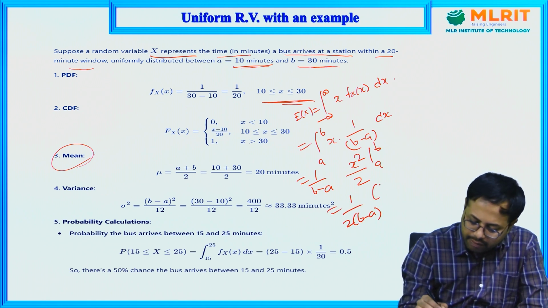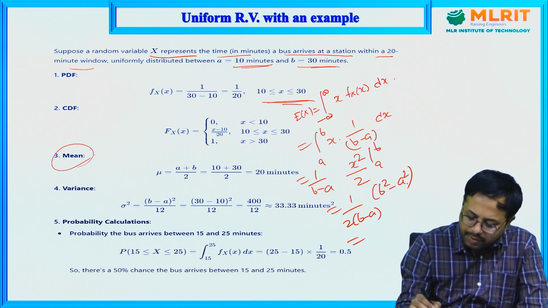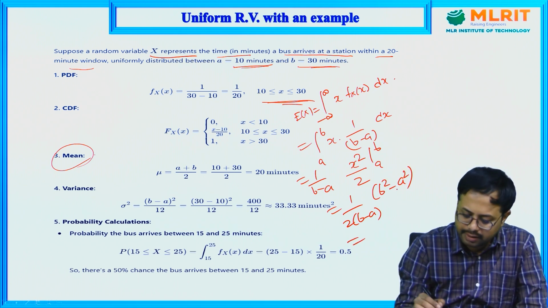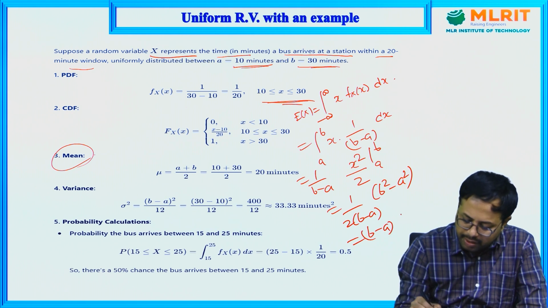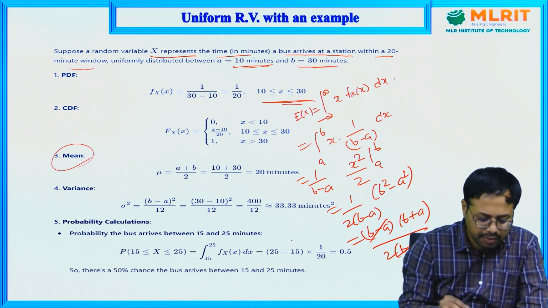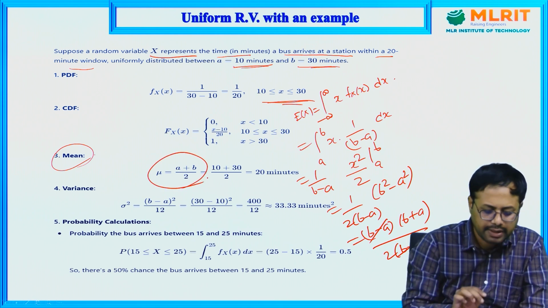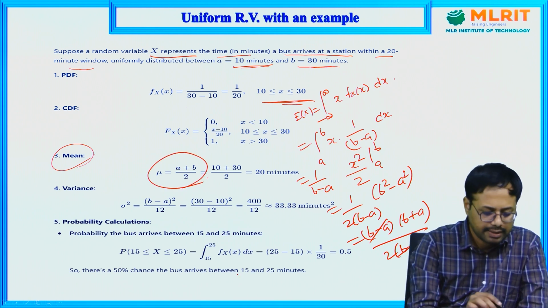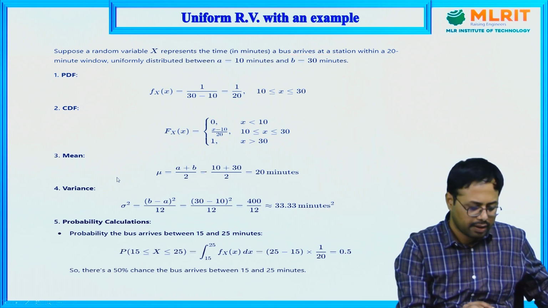1 by 2 into b minus a, and here you are going to get b square minus a square. If you further simplify, this is b square minus a square, which is b minus a into b plus a, by 2 into b minus a. Then you will get a plus b by 2. That is, a plus b by 2 is the answer for the expectation of the random variable.